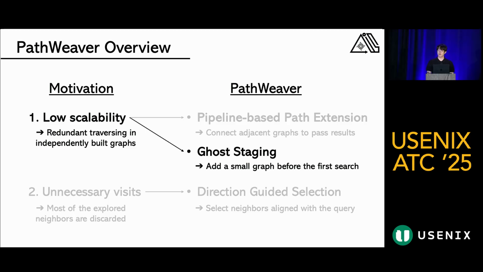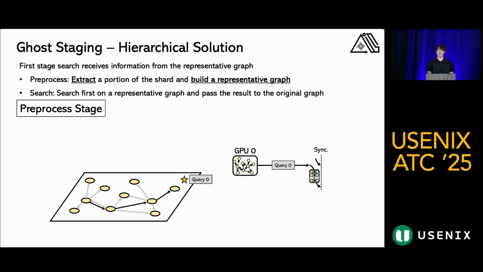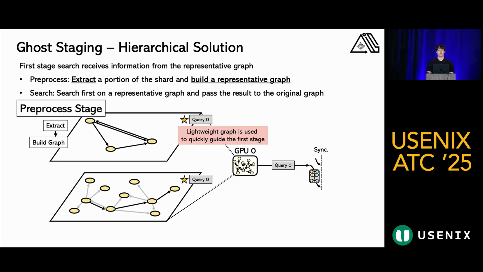To address this issue, PathWeaver proposed ghost staging, adding a small graph before the first stage, applying a type of hierarchical solution just for stage 1. During the preprocessing stage of ghost staging, we extract a small subset of nodes, and then build a small representative graph. This lightweight graph is used to quickly guide the first stage.